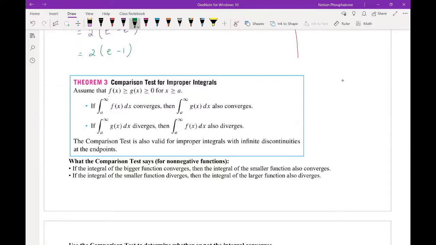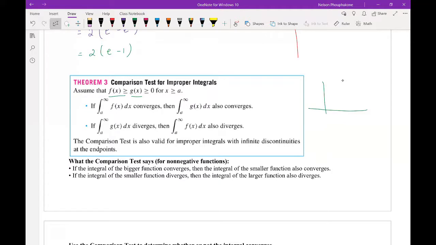The functions f and g are above the x-axis, for x greater than a. So if the integral from a to infinity of f of x dx converges, then the integral from a to infinity of g of x also converges. Now the idea of this one right here.